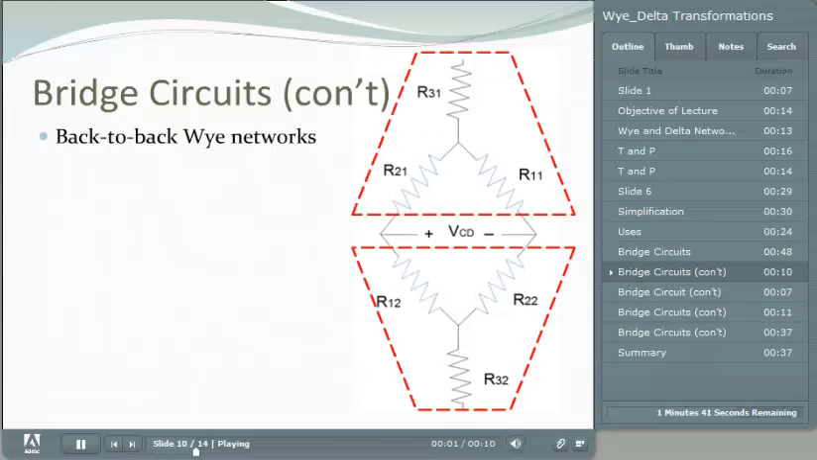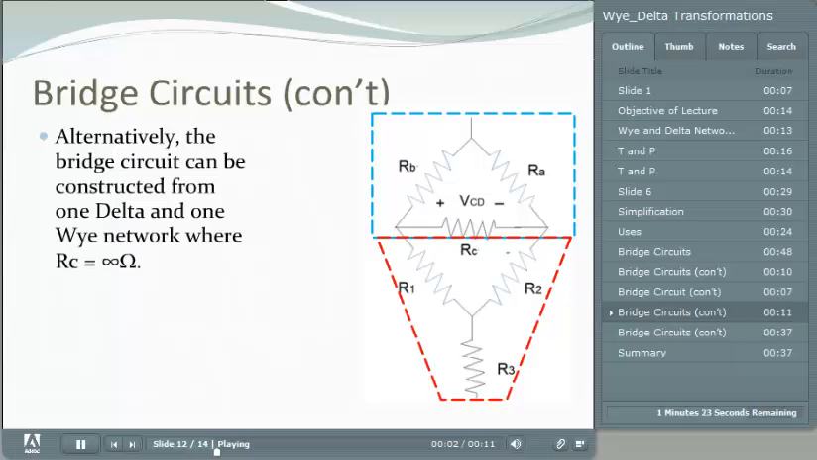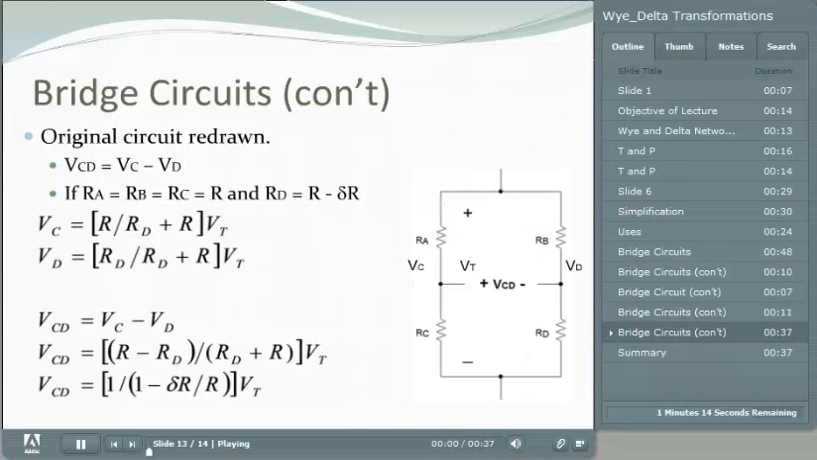There are a number of different ways to analyze a bridge circuit. You can view this bridge circuit as back-to-back Y networks, or as two Delta networks where RC1 equals RC2 equals an infinite ohm resistor. Alternatively, a bridge circuit can be constructed from one Delta and one Y network, again where RC is equal to an infinite ohm resistor. I have redrawn the original circuit such that all resistors are perpendicular.